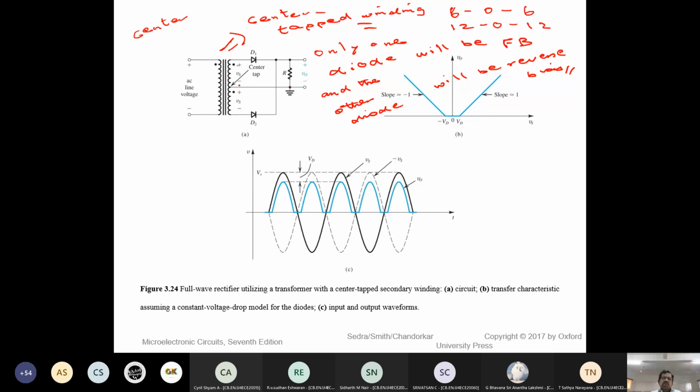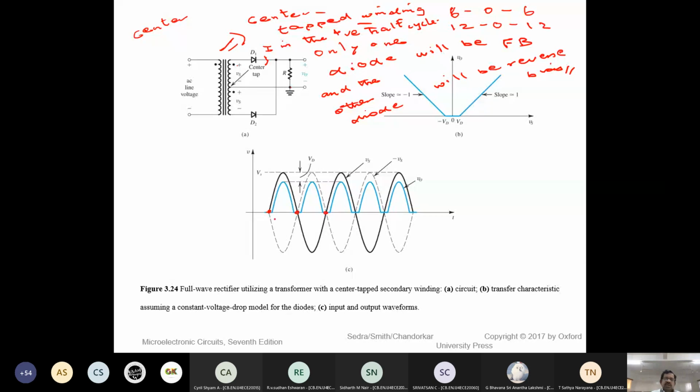Okay, so when D1 is on in one half of the cycle, that will be when this terminal is positive. The P terminal is connected to the positive, therefore D1 will be on, and the current will flow in this direction in the positive half cycle. So what is a full cycle? From here to here is my full cycle.